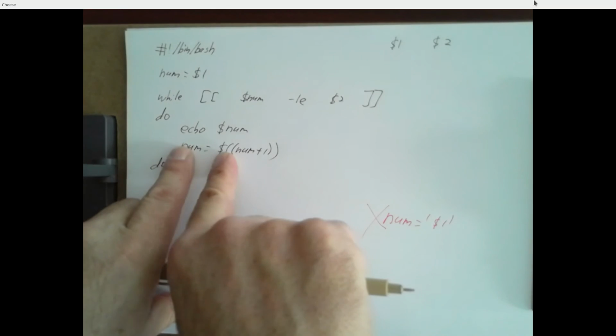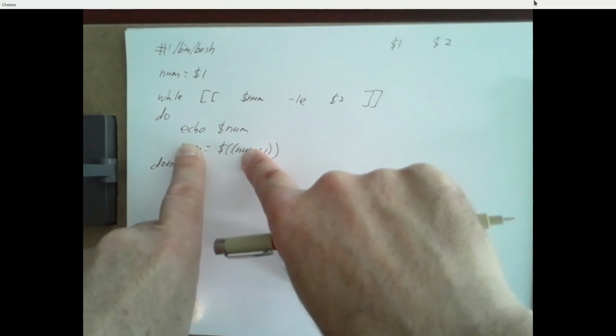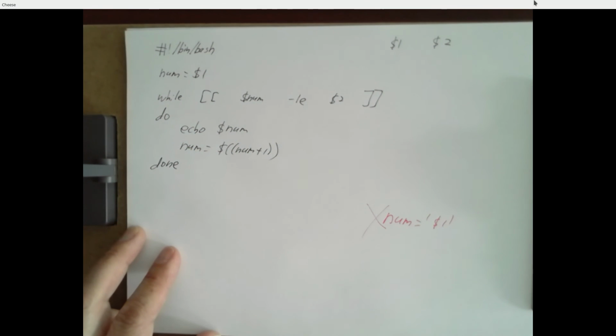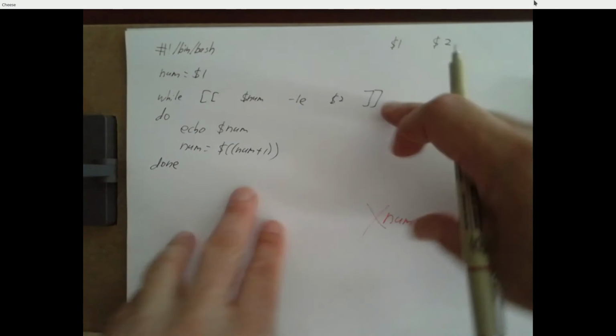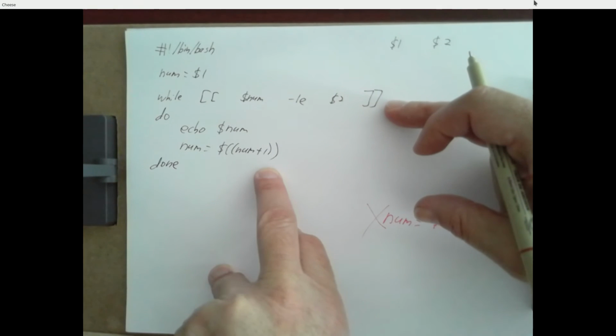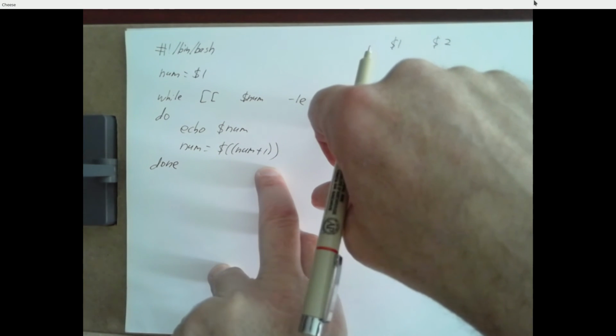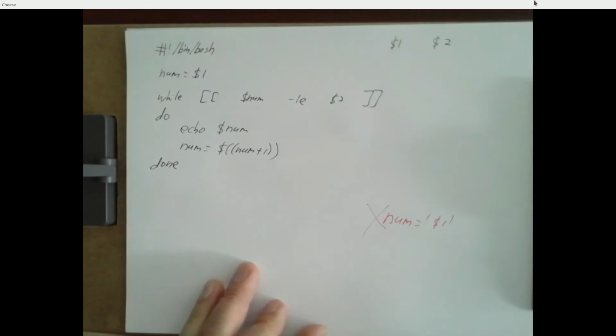If you do the increment before the echo, right, if you swap the order of these two statements, you're going to skip the first number and you're going to do one too many numbers, right? So think about the logic, and you're really making a for loop here, right? You're saying for number equals $1 while it's less than or equal to $2, number equals number plus 1. For loops, the increment comes at the bottom.